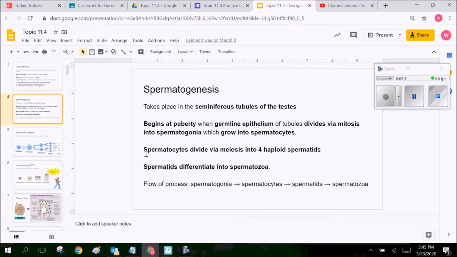All right, those large grown spermatocytes are going to divide via meiosis. They have to be kind of large because they have to split all of that material into 4 different cells. They're going to divide into 4 haploid spermatids, which will differentiate or turn into spermatozoa through the activation of various transcription factors and genes. So spermatogonia, spermatocytes, spermatids, spermatozoa.